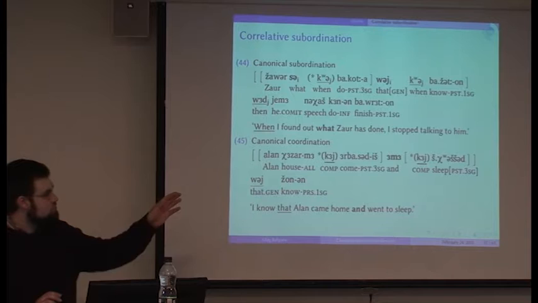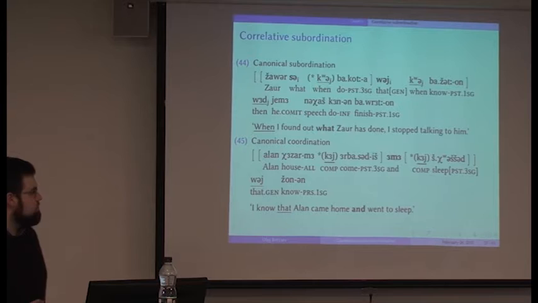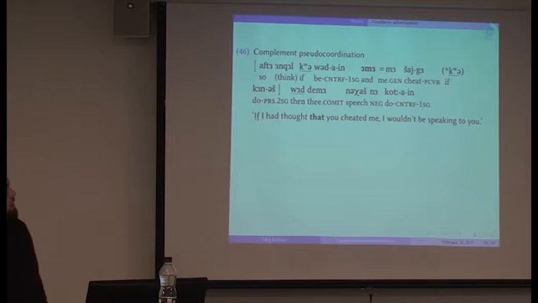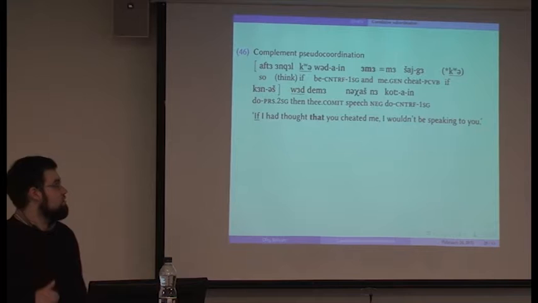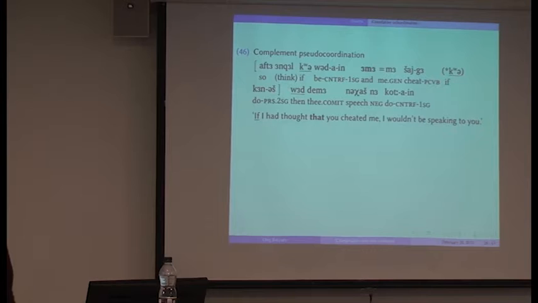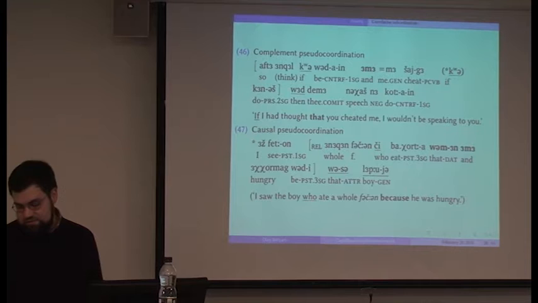So I know that Alan came home and went to sleep. You have to repeat that. You have to say Alan home that came and then went to sleep, that went to sleep, that I know. But you cannot use this conjunction in just one of the clauses. And according to this criterion, again, we see that complement pseudo-coordination behaves just like a subordinating construction, meaning that the conjunction only has to be present in the semantically main clause, the primary clause, whereas causal pseudo-coordination requires it to be present in both clauses, it cannot be present in only the main clause.